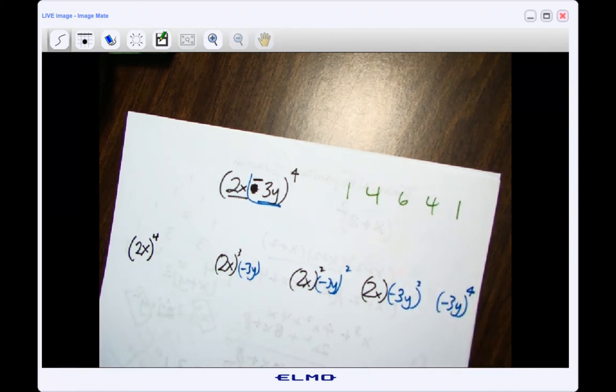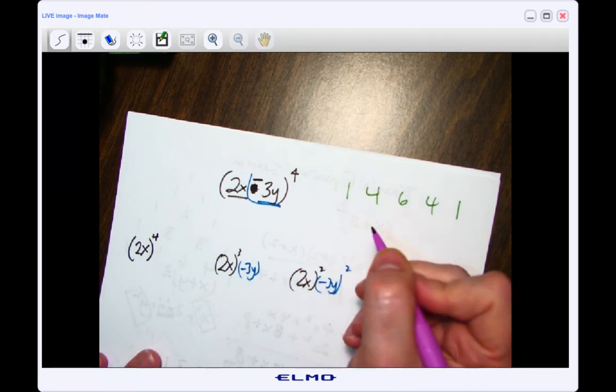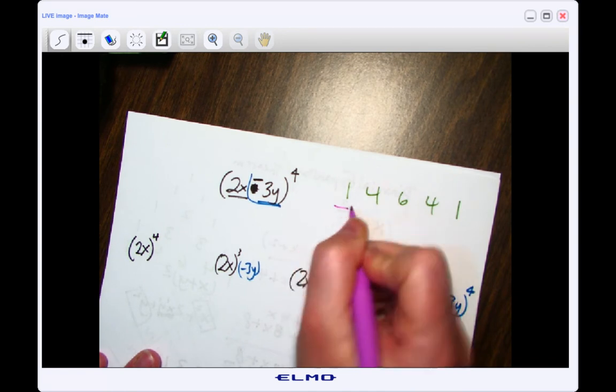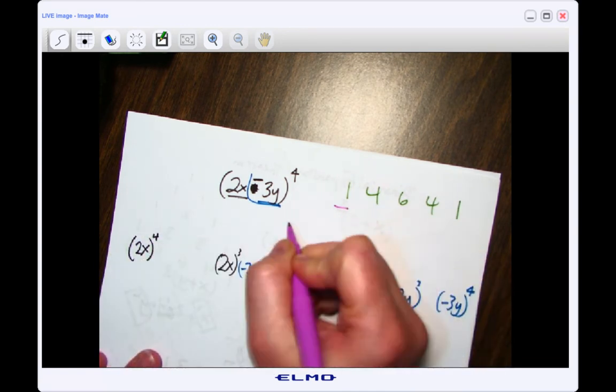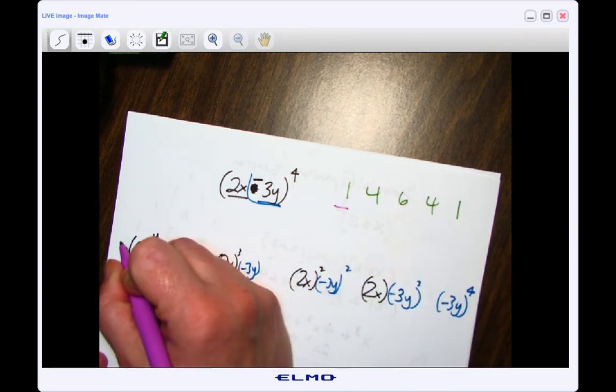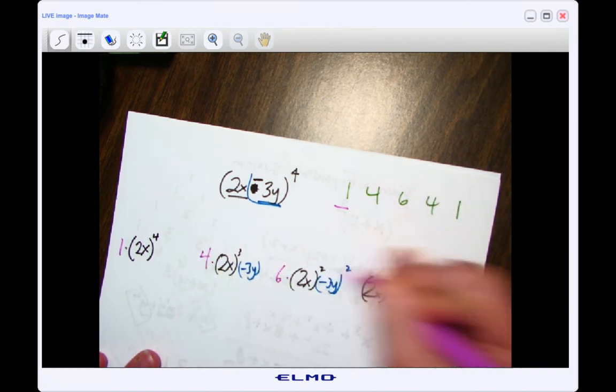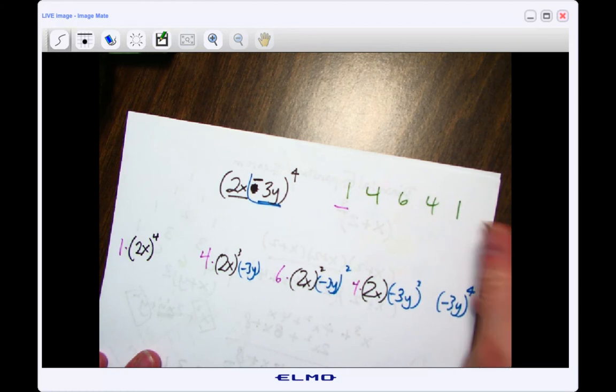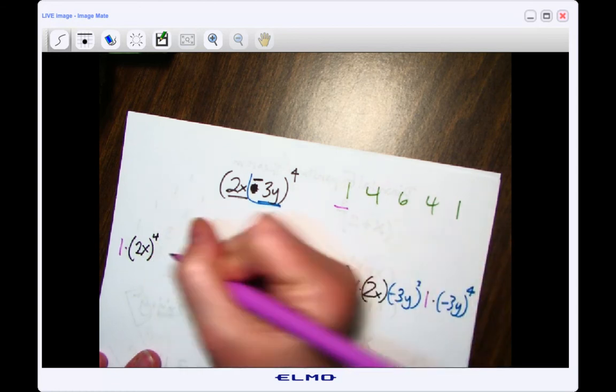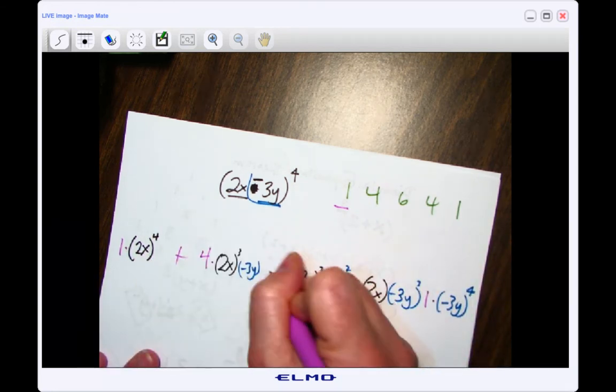So now I have taken care of those. Now the only thing left to do is to take care of Pascal's triangle. So the first one's going to be multiplied by 1. I'm not even going to write it. Well, I guess I will for... Okay, and then it's times 4, then it's times 6, then it's times 4, and then it's times 1. And then I'm going to add these all up.